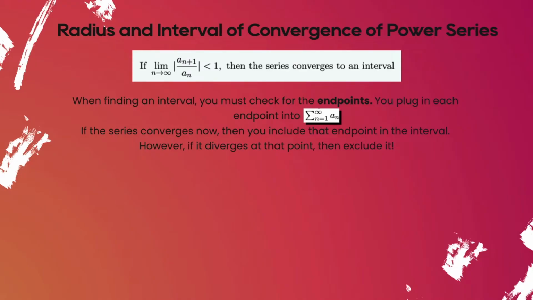So you plug in each endpoint into the series for a of n. And if that series converges, then you include that endpoint into your interval of convergence. However, if the series diverges at an endpoint, then you don't include that endpoint into the interval of convergence.